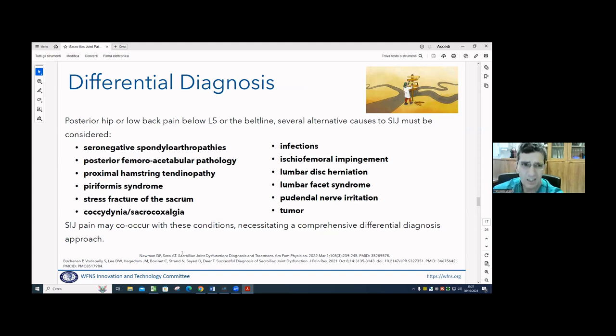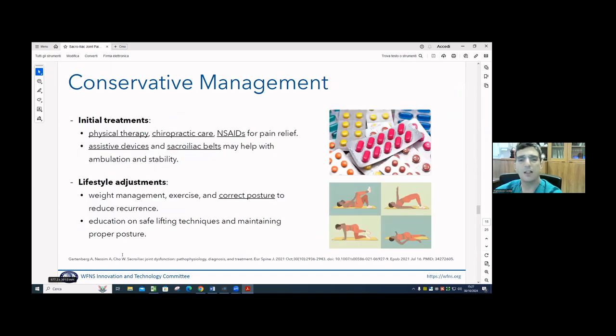The other differential diagnoses present here are maybe tumor, pudendal nerve irritation, lumbar facet syndrome, lumbar disc herniation. So we have different pathologies, but we have to think about the localization of the pain, which usually is around L5. So if the radicular pain is considered for the crural nerve, we cannot think about this syndrome. Sorry. Regarding the treatment, usually the conservative treatment must be considered.